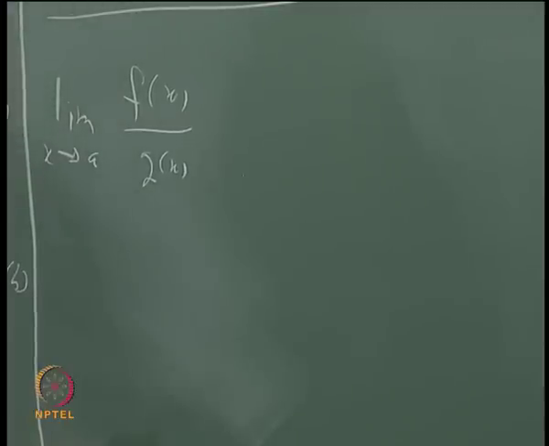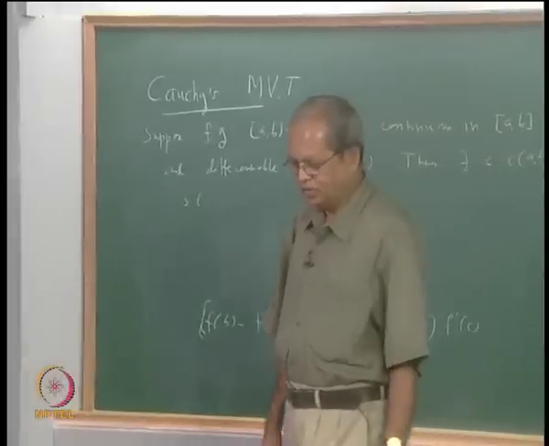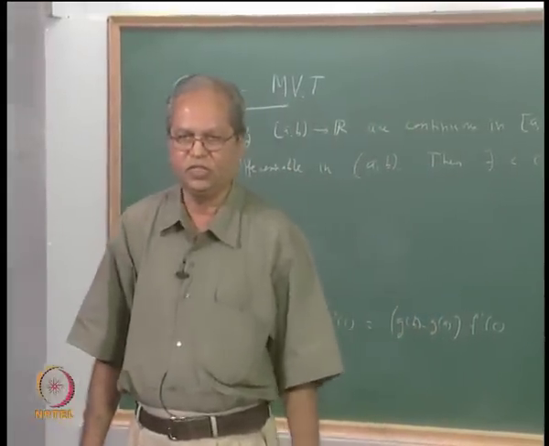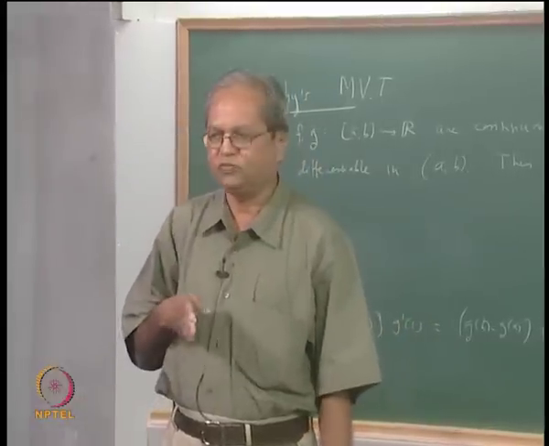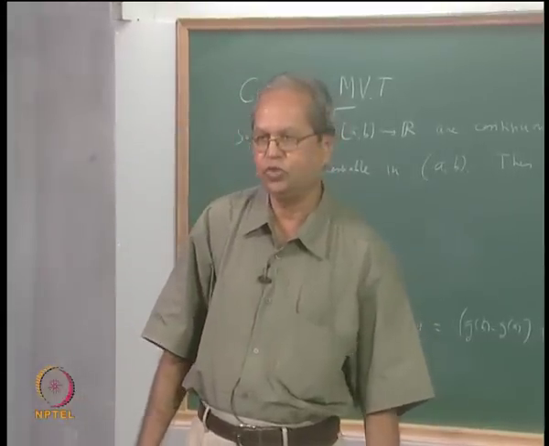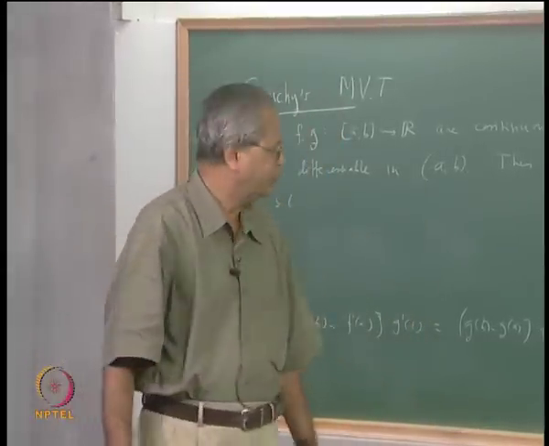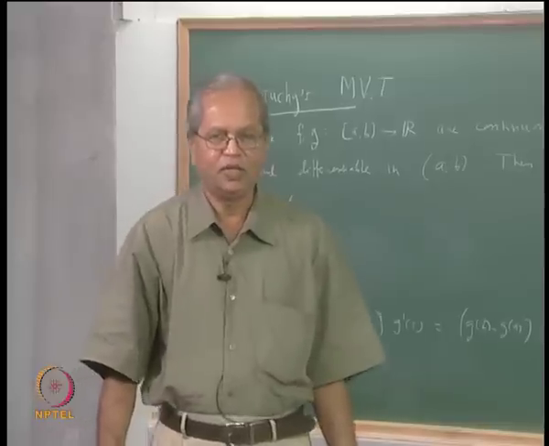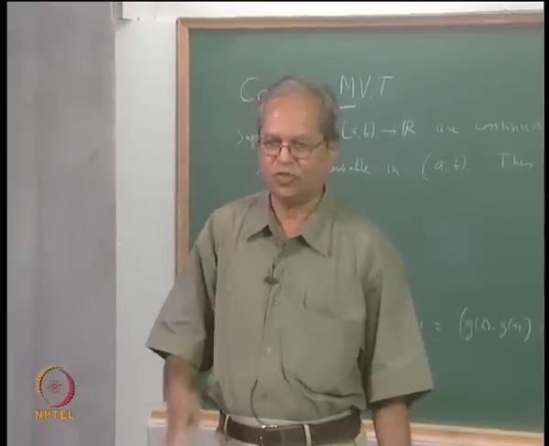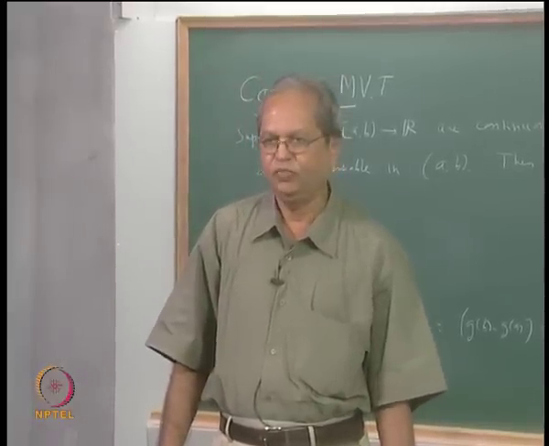Then what can we say about f(x) by g(x)? Okay. Usually this depends on, even though both these functions go to 0, whether the limit of f(x) by g(x) exists or not depends on which goes to 0 faster.